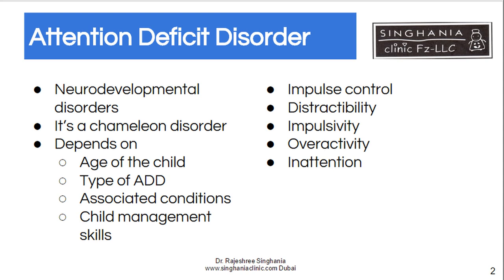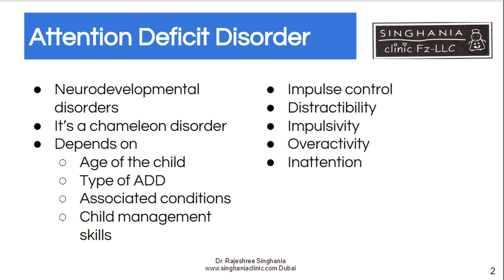Many kids are not hyperactive, and it all depends upon the type of ADD. It also depends on the age of the child. A child who is hyperactive as a preschooler may become an inattentive teenager. It also depends on associated conditions. If the child has depression, he may be withdrawn and the hyperactivity is masked, or he may become oppositional and difficult if he has ODD.